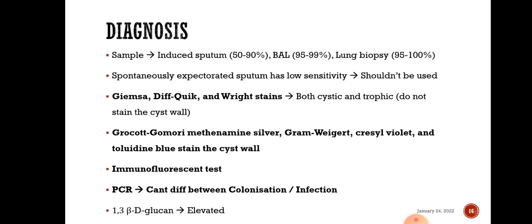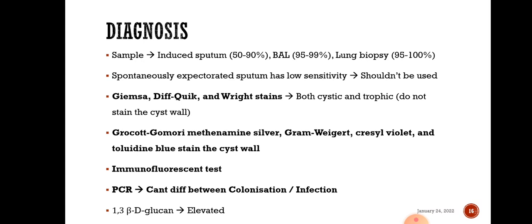BAL is a very good sample. Again, most patients of PCP pneumonia come with severe distress and are admitted in ICU, making it a little difficult sample to collect. Lung biopsy has almost 100% sensitivity, but again it is very difficult to obtain the sample. Spontaneously expectorated sputum, even if the patient is able to produce it, has low sensitivity, hence it should not be used. And what stains can you use?